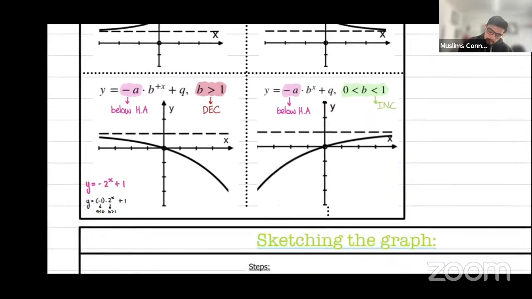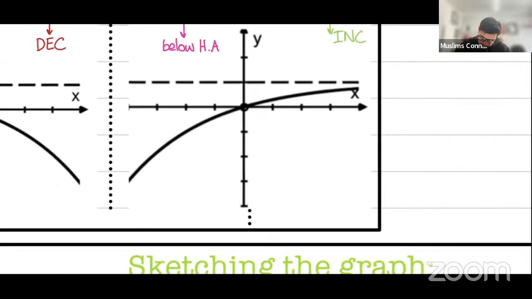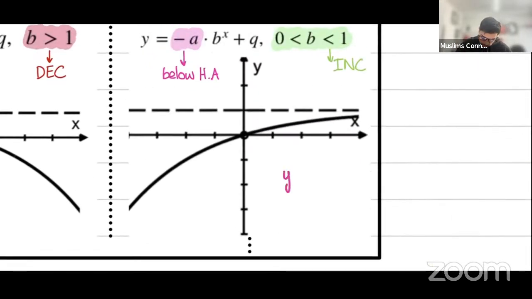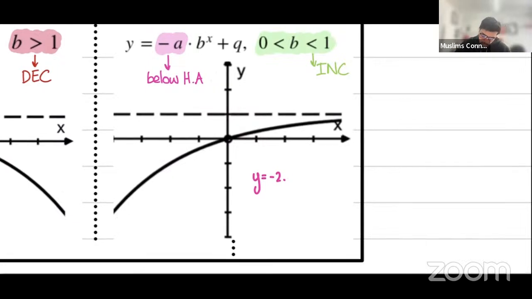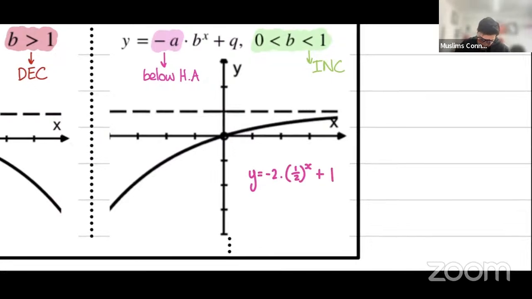Okay, let's do an example equation for here. A needs to be negative. So y is equal to negative 2 times b, which must be between 0 and 1. So it must be a fraction, a half to the power of x plus 1. So in this particular case, we can clearly see that a is less than 0 and b is between 0 and 1. And the horizontal asymptote actually is y is equal to 1.